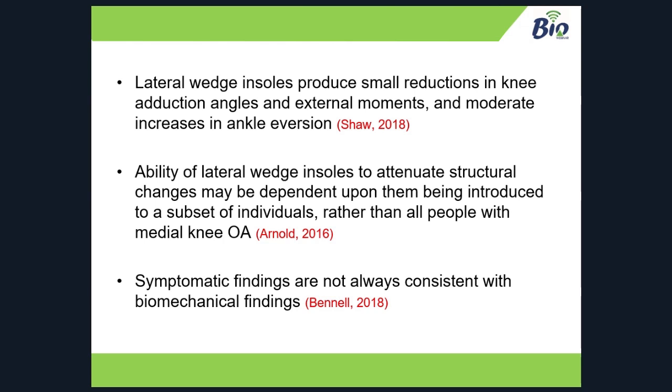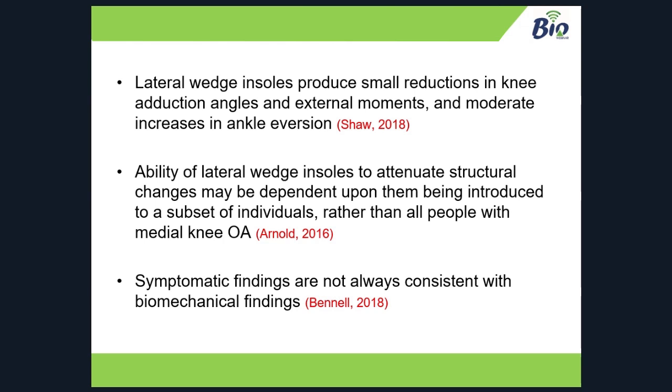So it might be something where you try an arch support, you try it without an arch support, you try different types of lateral wedging and see what feels comfortable for them. Because what your patient says is actually quite a good indicator of possibly what you need to do. Anyway, next paper there by Arnold.